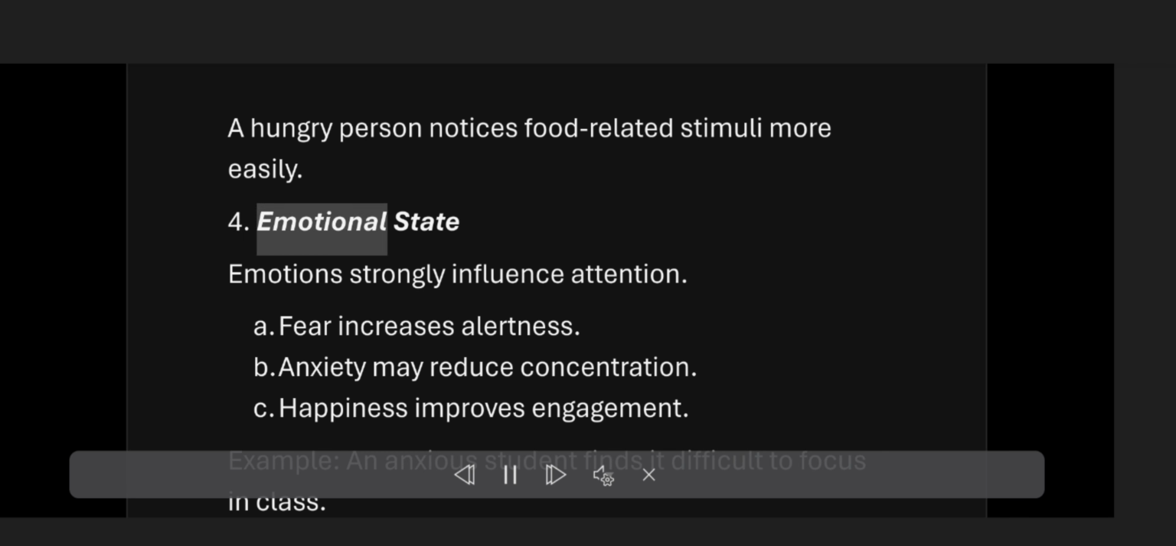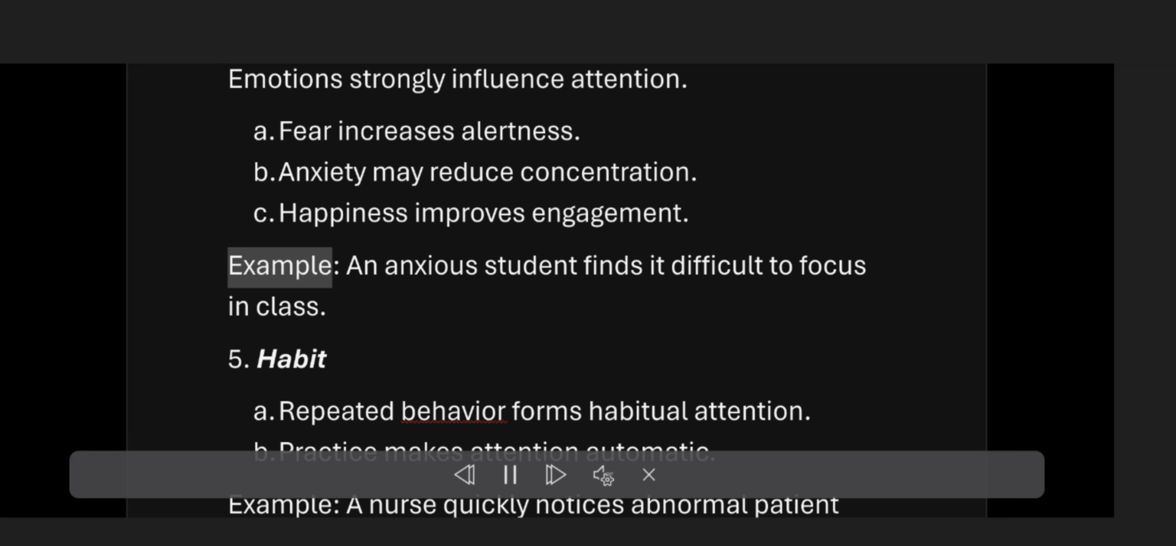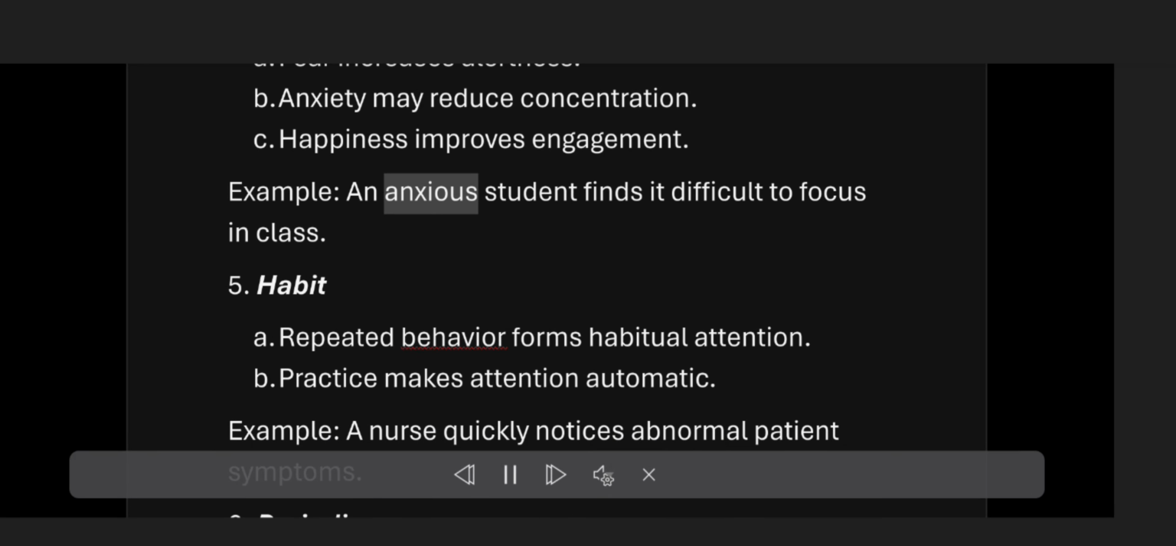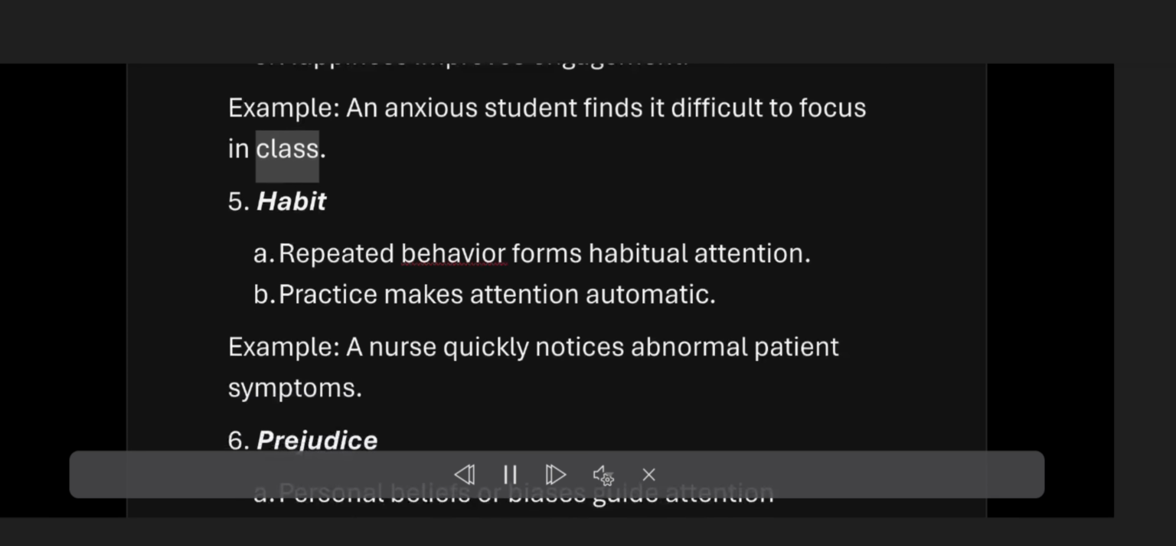4. Emotional state. Emotions strongly influence attention. Fear increases alertness. Anxiety may reduce concentration. Happiness improves engagement. Example, an anxious student finds it difficult to focus in class.